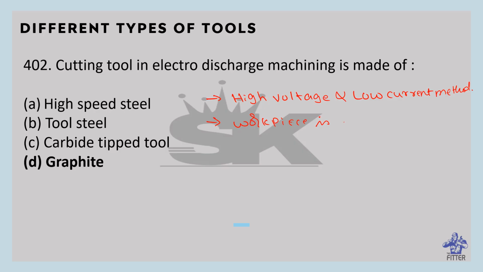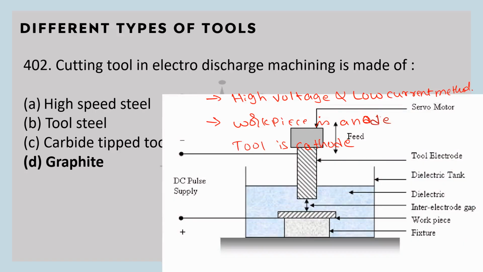Workpiece is anode. Tool is cathode. And both tool and workpiece are conductive in nature. Cutting tool is made of graphite. So you can see here in the image how the EDM machine works.